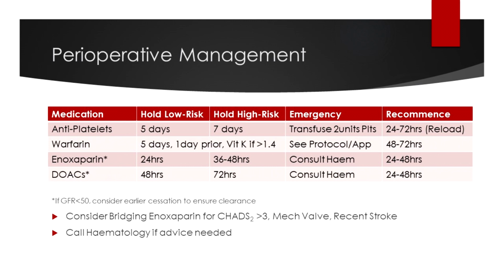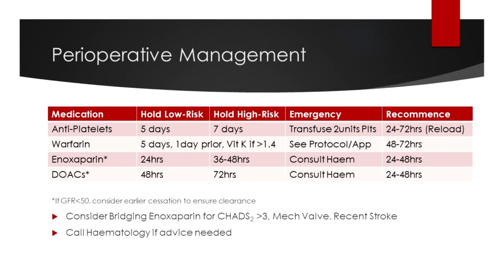And if the INR is still elevated, we'll often give some vitamin K to reverse it quickly. And if it's an emergency situation, you can refer to your local protocols or your iTransfuse app, which will actually tell you exactly what to give in terms of vitamin K, prothrombin complex concentrate, which is Prothrombinex in Australia, and in some situations when to use fresh frozen plasma. And then we generally recommence that 2 to 3 days after the procedure.